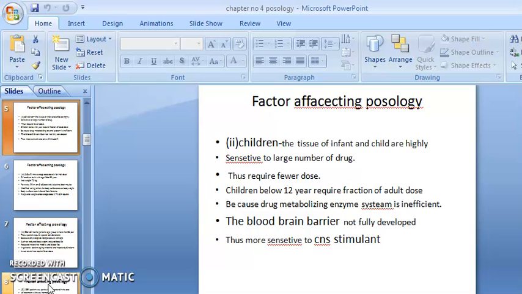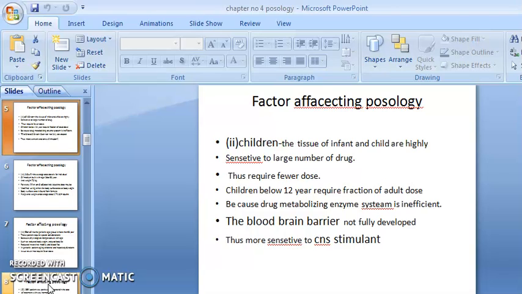Children. The tissues of infants and children are highly sensitive to a large dose. Thus they require a fewer dose. Children below 12 require a fraction of the adult dose because the drug-metabolizing enzyme system is insufficient. The blood-brain barrier is not fully developed, thus they are more sensitive to CNS stimulants.